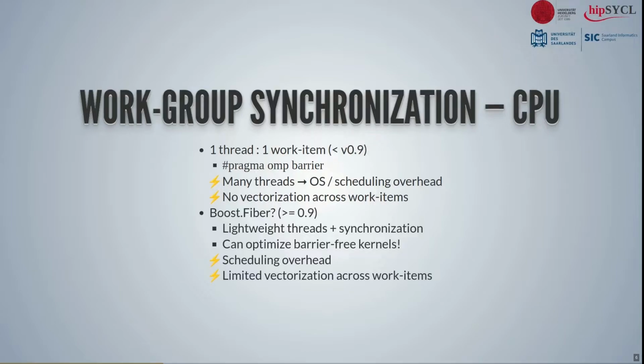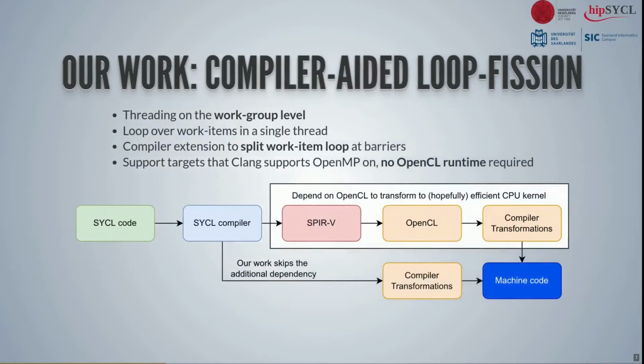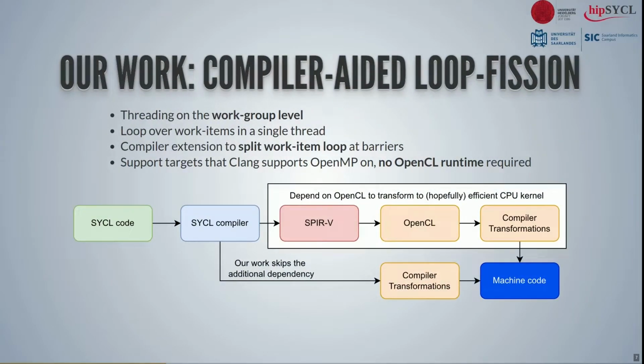Boost Fiber provides lightweight threading and synchronization. With this, it is also possible to greatly optimize ND-range kernels without barriers. To do so, the fibers are only spun up if a barrier is encountered. Otherwise, the work items are just iterated over. The barrier case still suffers from many context switches and also scheduling overhead, as well as limited vectorization across the work items. Our work investigates two approaches to improve the performance of the parallel_for paradigm.